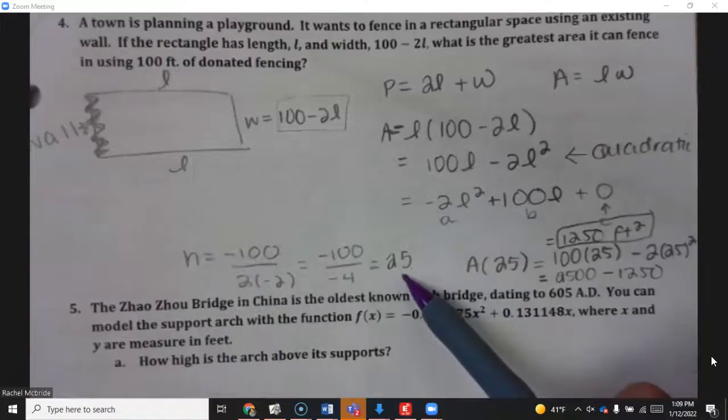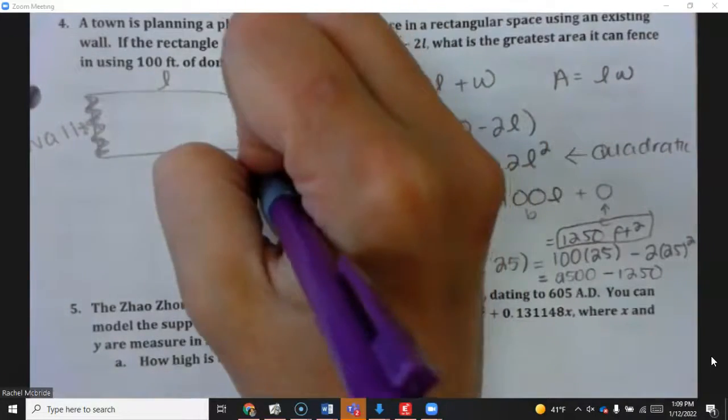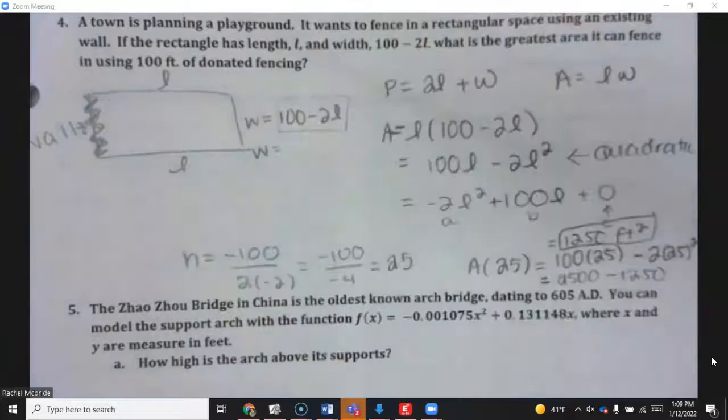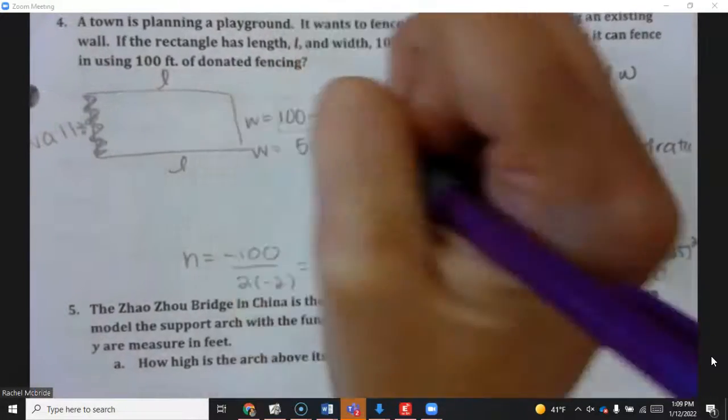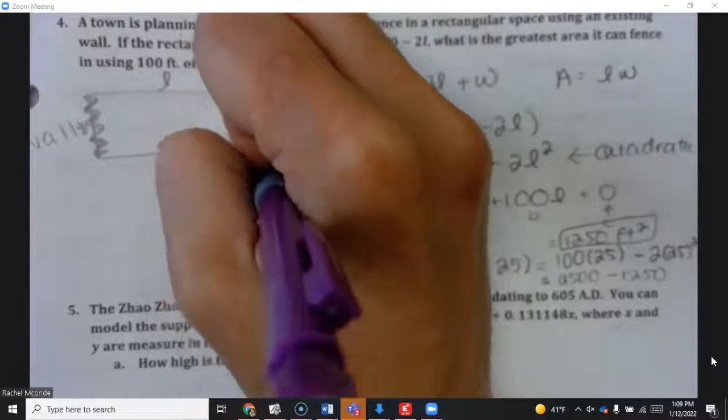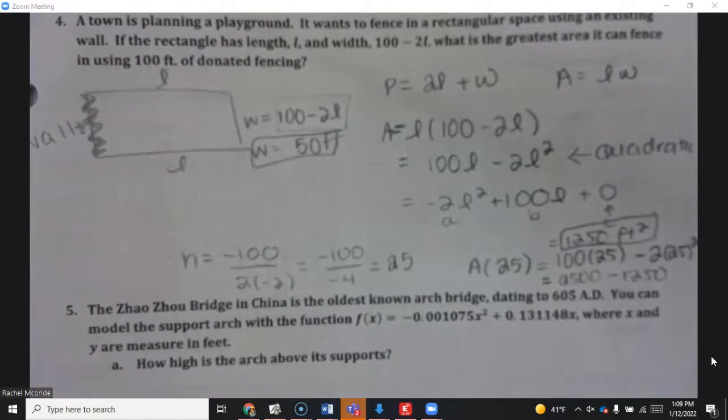That's when we have a length of 25 and a width of 100 minus 2 times 25, or a width of 50. So again, if you are trying to maximize our function, a maximum or a minimum occurs at the vertex.